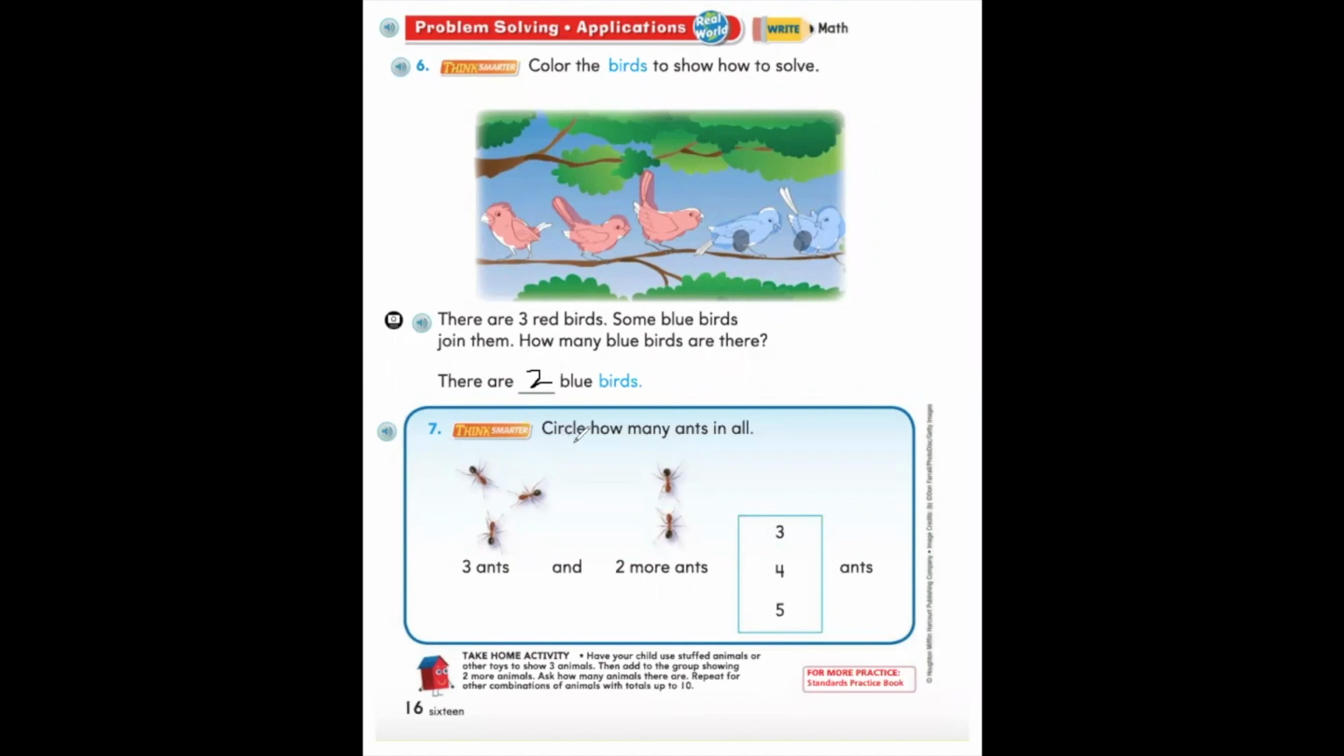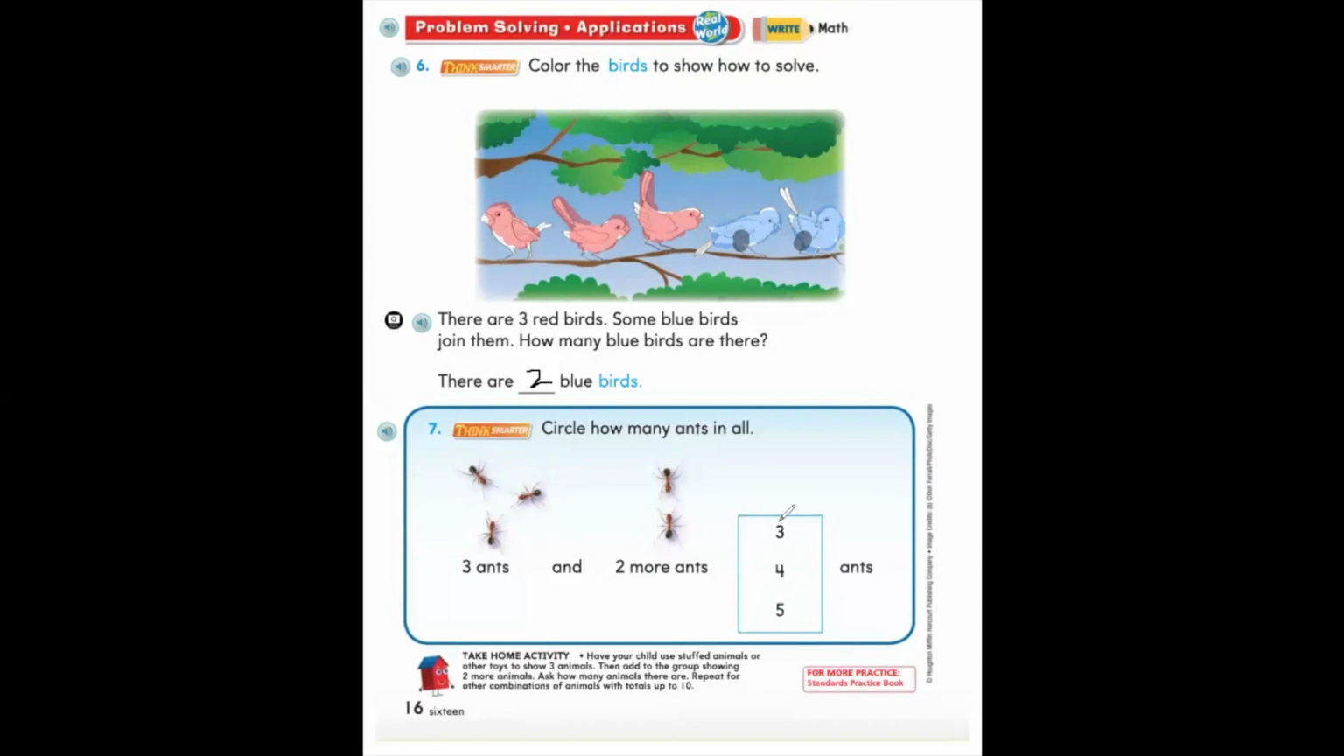The directions for number 7 say, circle how many ants in all. First it says 3 ants, and it shows a picture, and 2 more ants with another picture. I want you to think about which one of these choices is our sum. Are there 3 ants? Are there 4 ants? Or are there 5 ants? I want you to go ahead and pause the video and circle if you think there are 3 ants in all, or circle if you think there are 4 ants in all, or circle if you think there are 5 ants in all. Go ahead and pause the video and then we will check back in when you are finished.